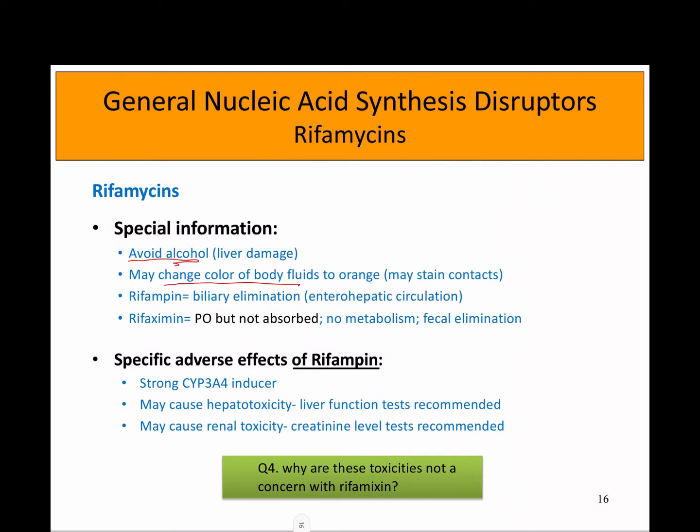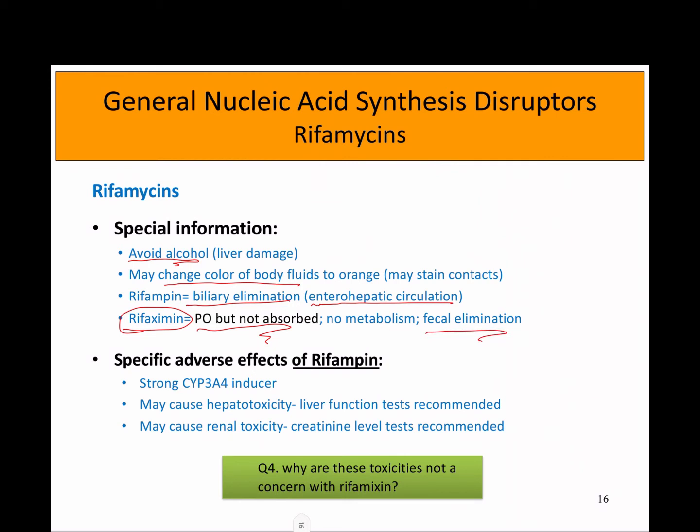And rifampin, which again was absorbed, undergoes biliary elimination, and because of that can have enterohepatic circulation. So again, it's eliminated within the bile, that goes into the GI tract, and then it's taken back up lower down in the GI tract and reabsorbed into the body. So that's going to increase duration of action. Rifaximin, we said, is the same thing as rifampin, but it's not orally bioavailable. So when taken PO, it's just going to stay in the GI tract, have fecal elimination, and no concerns about metabolism.